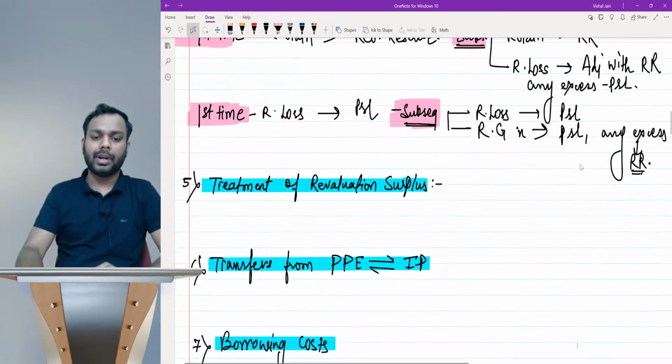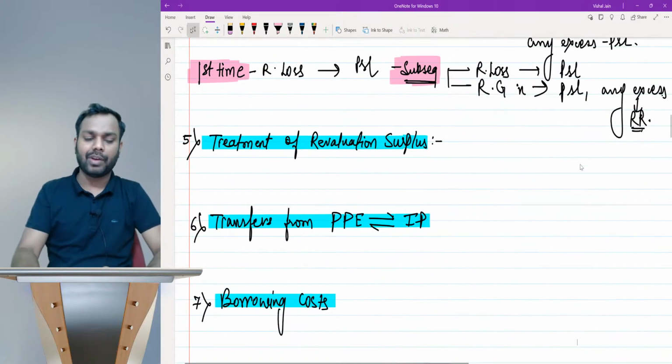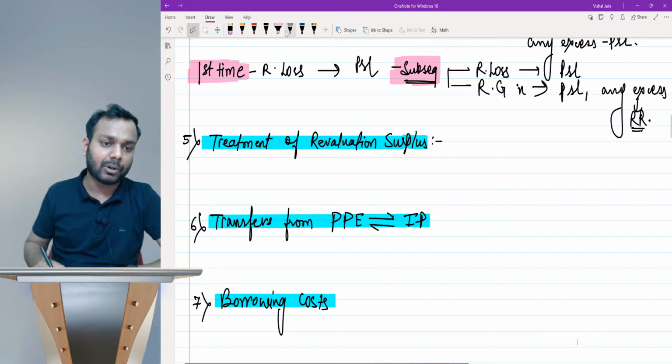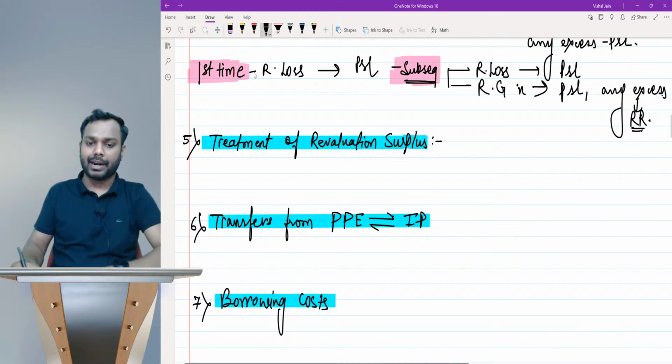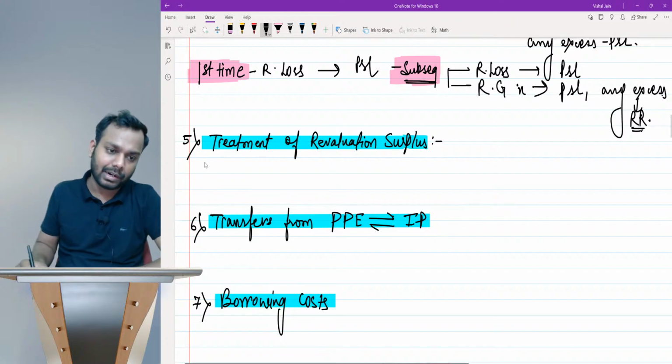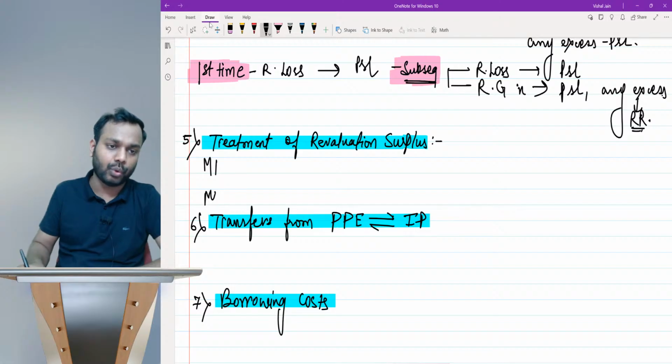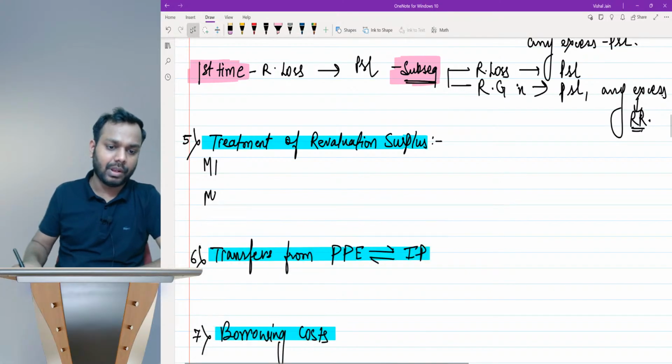Now coming to treatment of revaluation surplus. Okay, now how will you treat that? As I have told in the class, there are two methods of treating it, method 1 and method 2. Can you tell me what are the two ways of treating it?